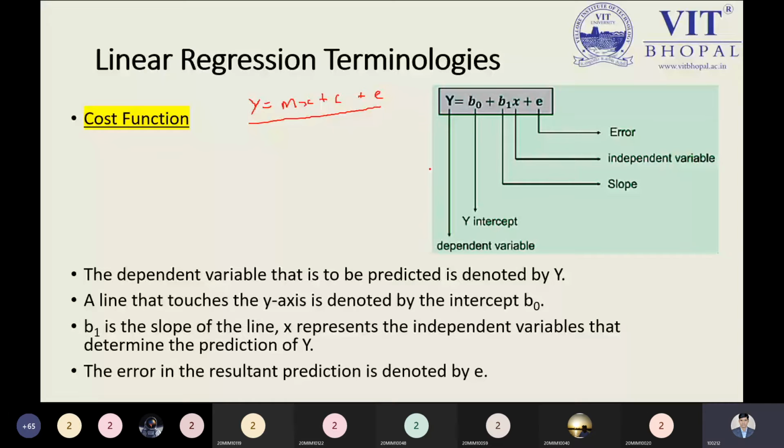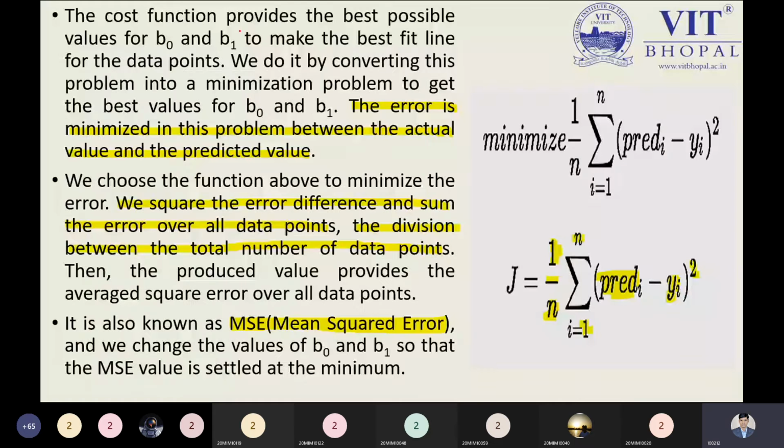Just read this highlighted point over here, the error. As I told you before, while starting the class and discussing the linear regression model, our main goal in linear regression, or any kind of regression, is to minimize the error. So how can we calculate the error? The formula is very simple. The error is minimized between the actual values and predicted values. So we have to determine the differences.